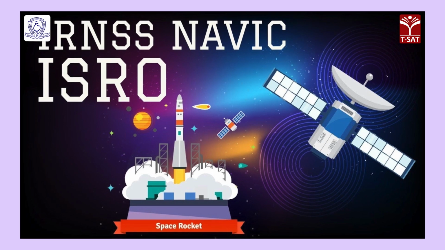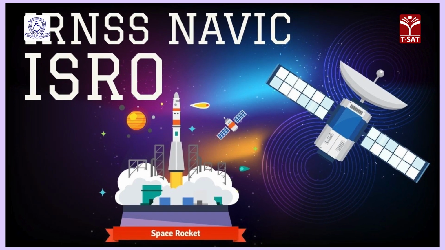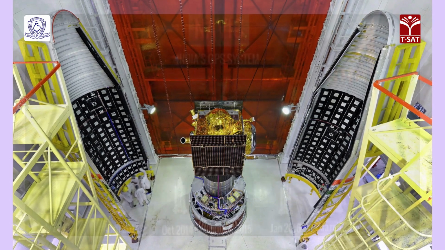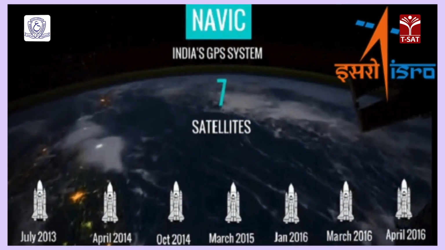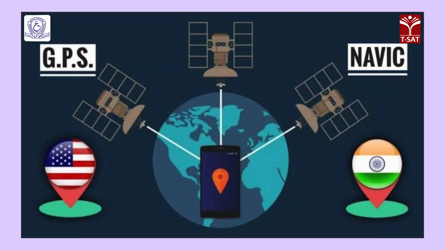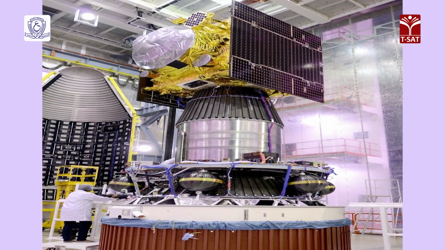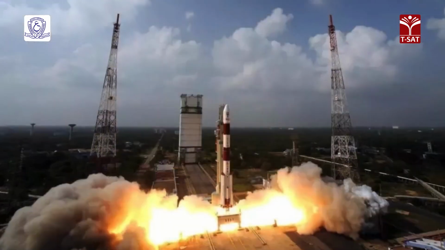Regional Navigation Satellite System, NAVIC India. The Indian Regional Navigation Satellite System, IRNSS, which was later given the operational name of NAVIC or Navigation with Indian Constellation, is the regional satellite navigation system of India, launched and operated by the Indian Space Research Organisation (ISRO). IRNSS covers India and nearby regions extending up to 1500 km.